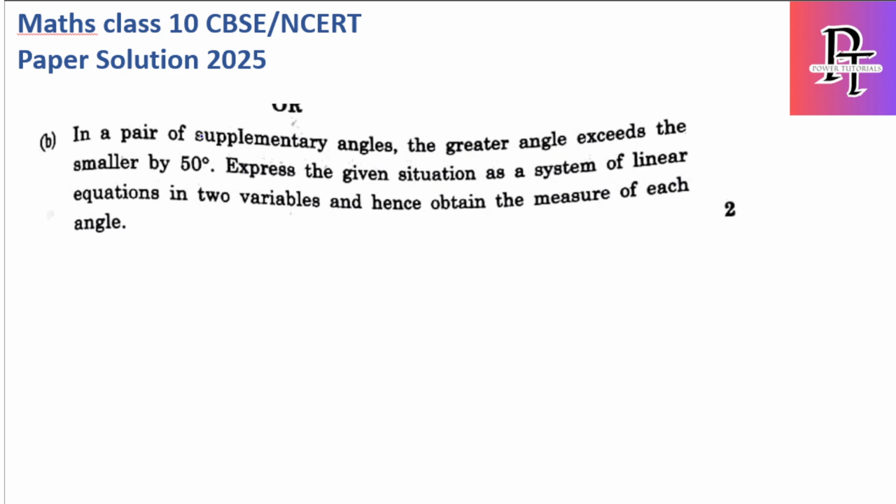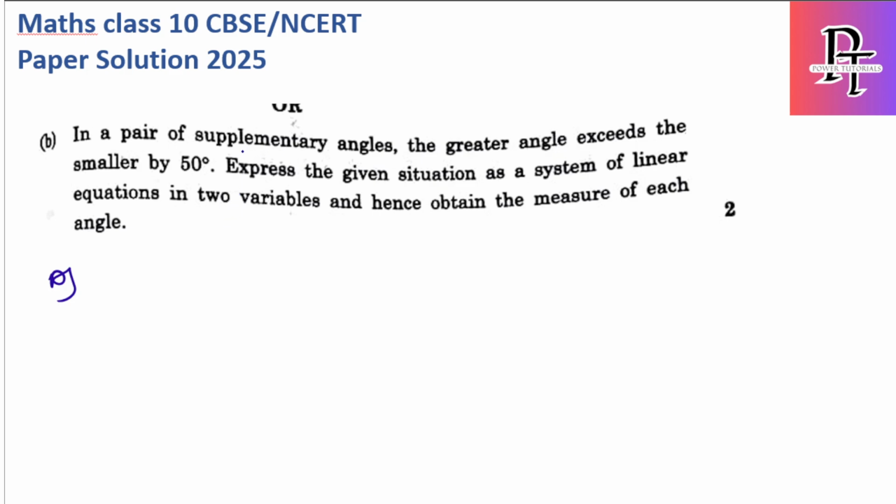Okay, in a pair of supplementary angles, the greater angle exceeds the smaller by 50 degrees. Express the given situation as a system of linear equations in 2 variables, and hence obtain the measure of each angle. So here we have to derive the equations and then solve, whereas in the A part they already provided the equations, so solving from there takes very little time. So let's solve this question now.